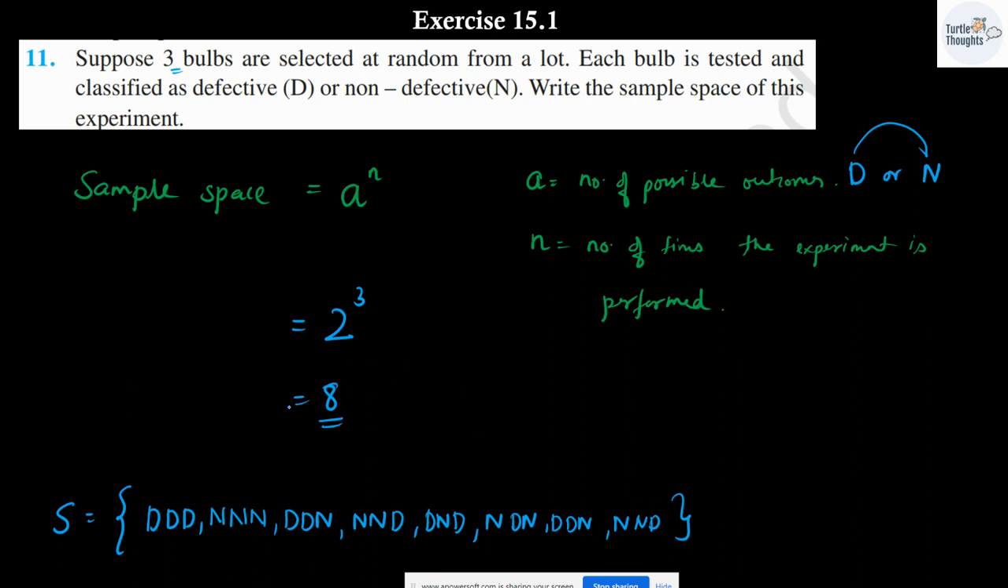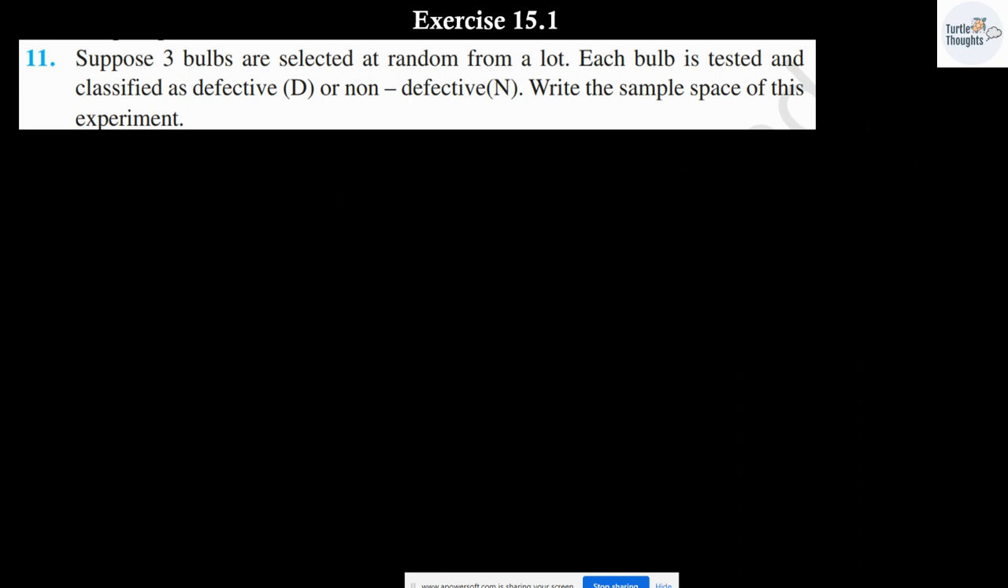These are the possible outcomes: 1, 2, 3, 4, 5, 6, 7, and 8. Total possible outcomes is going to be 8. So the sample space for this experiment is 8.